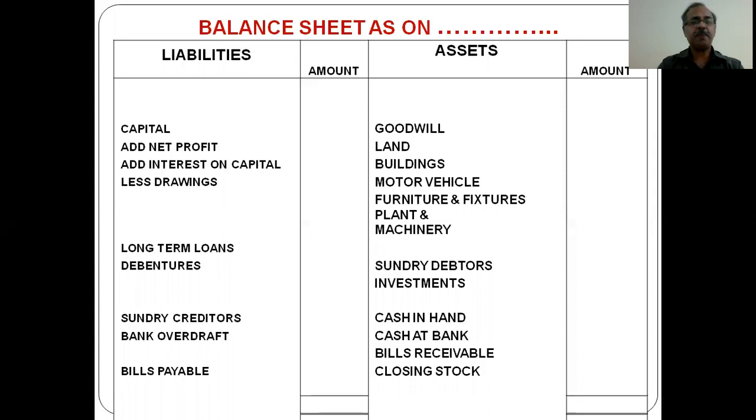Because we are preparing the income statement, trading account and profit and loss account at the end of the accounting period. Whereas in the case of the balance sheet, it is a financial position on a particular day, on a particular date. So that is why the heading or the caption of the balance sheet is balance sheet as on or balance sheet as at.